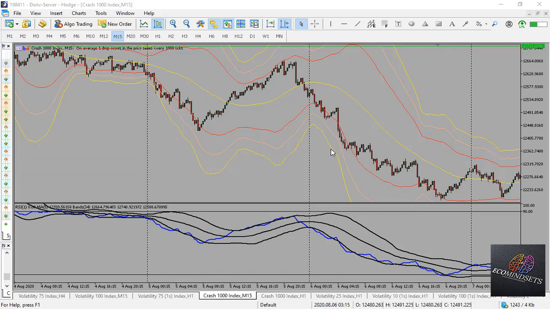What if they are in the same alignment? Yes, if they are in the same alignment, that means you only look for opportunities on the alignment of D1 and weekly time frame. So if weekly and daily are telling you to buy, when you come to H1 and M15, you only look for buy opportunities. If daily and weekly are telling you to sell, you come to H1 and M15, you only look for sell opportunities. You don't look for any other opportunity.